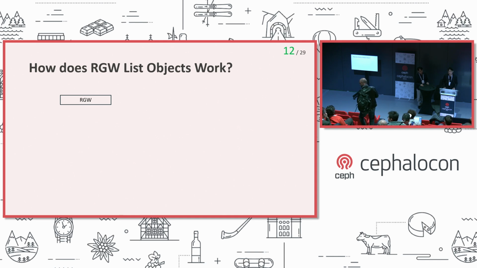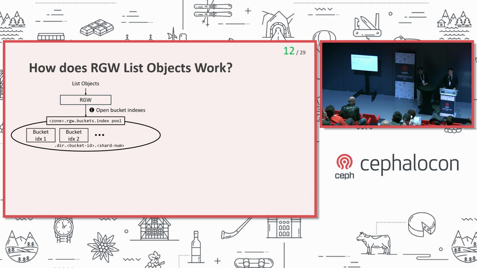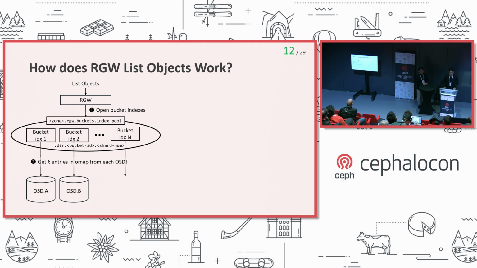When RGW gets a list object request from a user, the bucket index service opens the bucket index and retrieves the bucket index object. This is a Redis object that holds the list of objects in the bucket. This data is split into shards, with the number of shards set in the Ceph configuration. Each object's name is a combination of the bucket ID and shard number.